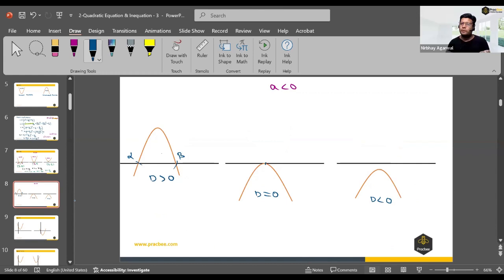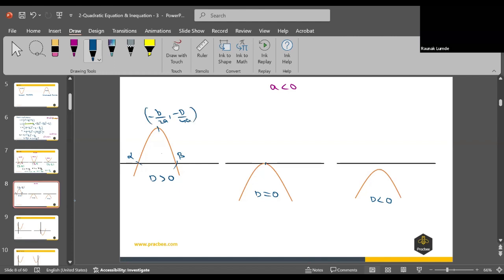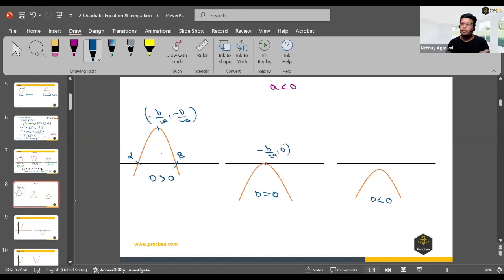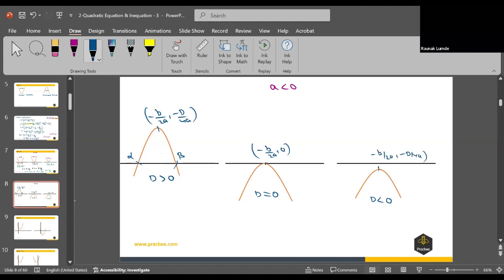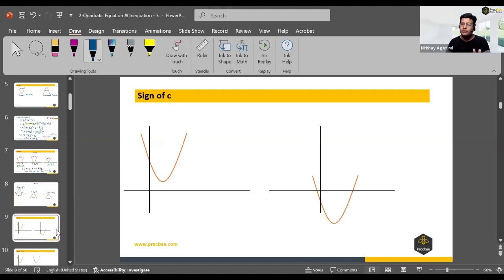And the vertex will also be the same, minus b by 2a, minus d by 4a. Here the vertex will be minus b by 2a comma 0. In this case, minus b by 2a, minus d by 4a. Understood? Yes, sir. So we got two conditions. Now come to the third condition, the sign of c.